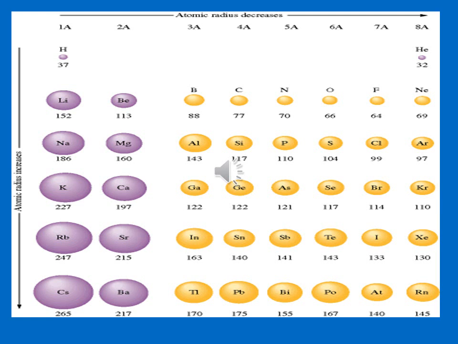Here, if we look at periods, we can see that the atomic radius or the atomic size is decreasing as we go from the left side to the right side. So the atomic size is decreasing from left to right. But in groups, the atomic size is increasing as we go from up to down. In the same group, the atomic radius and the atomic size is increasing, but in periods, atomic size is decreasing.